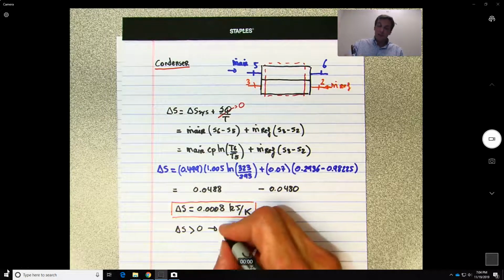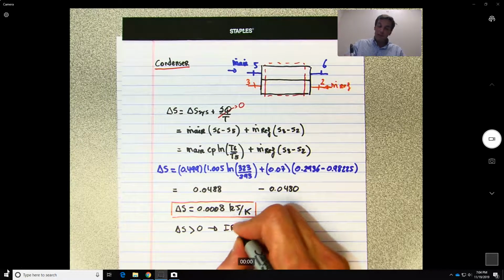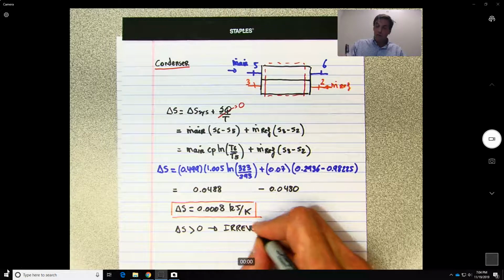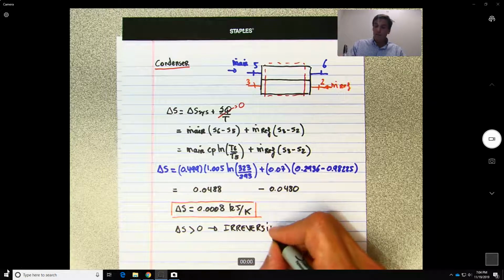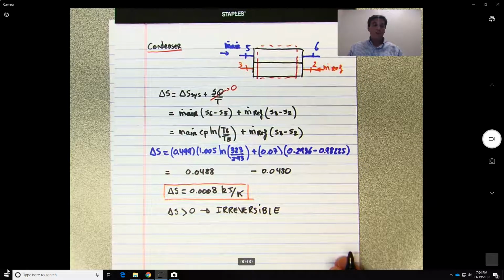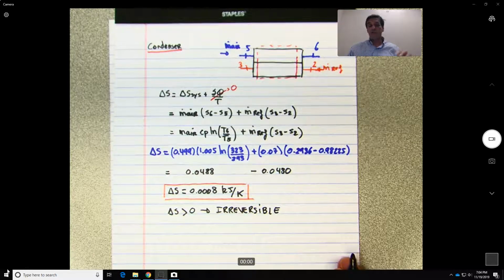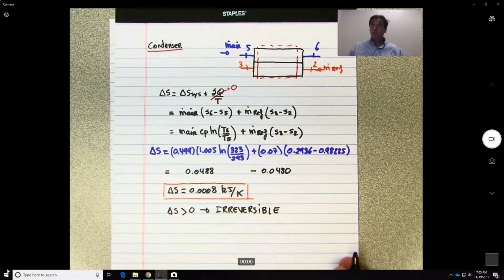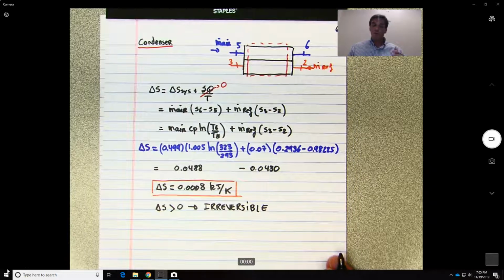When it's positive, it means that it's irreversible. So each one of the components is generating some entropy. So this was a long problem, but if you know how to do this one, you have the knowledge to move to more advanced material. Thank you for your attention.